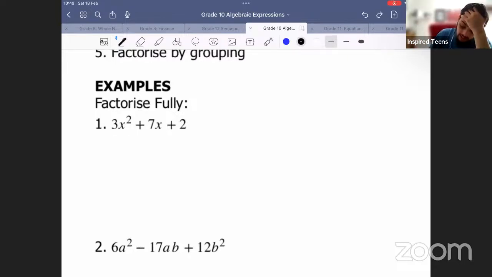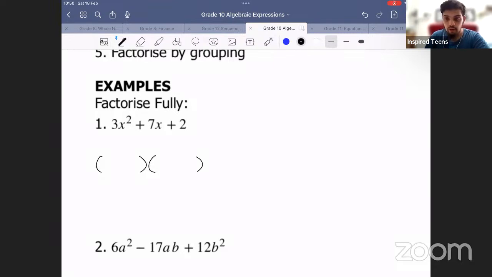As we can see, these are unlike because their variables are different, right? This has a squared x variable, this is just a single x variable, and this is a constant with no variable. So that creates a trinomial. So we have 3x squared plus 7x plus 2. Your first step is to open up your brackets.